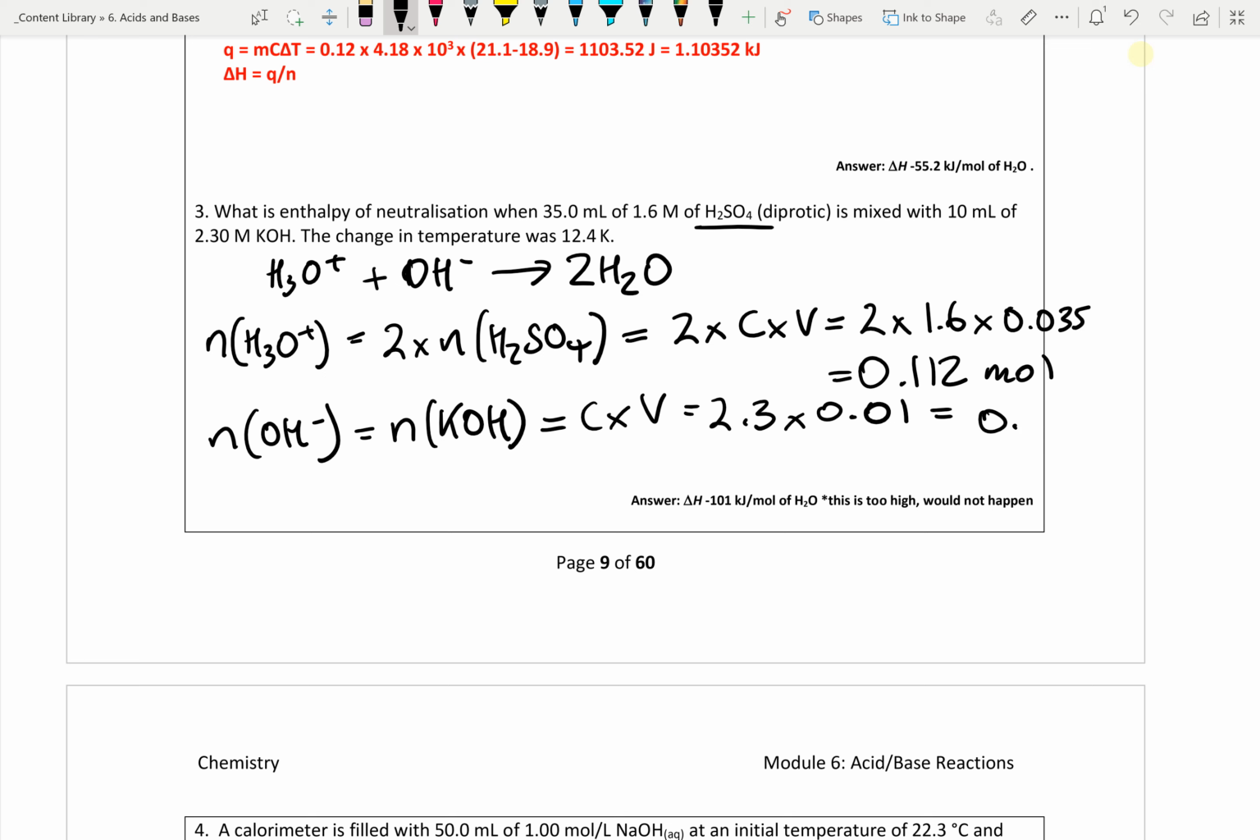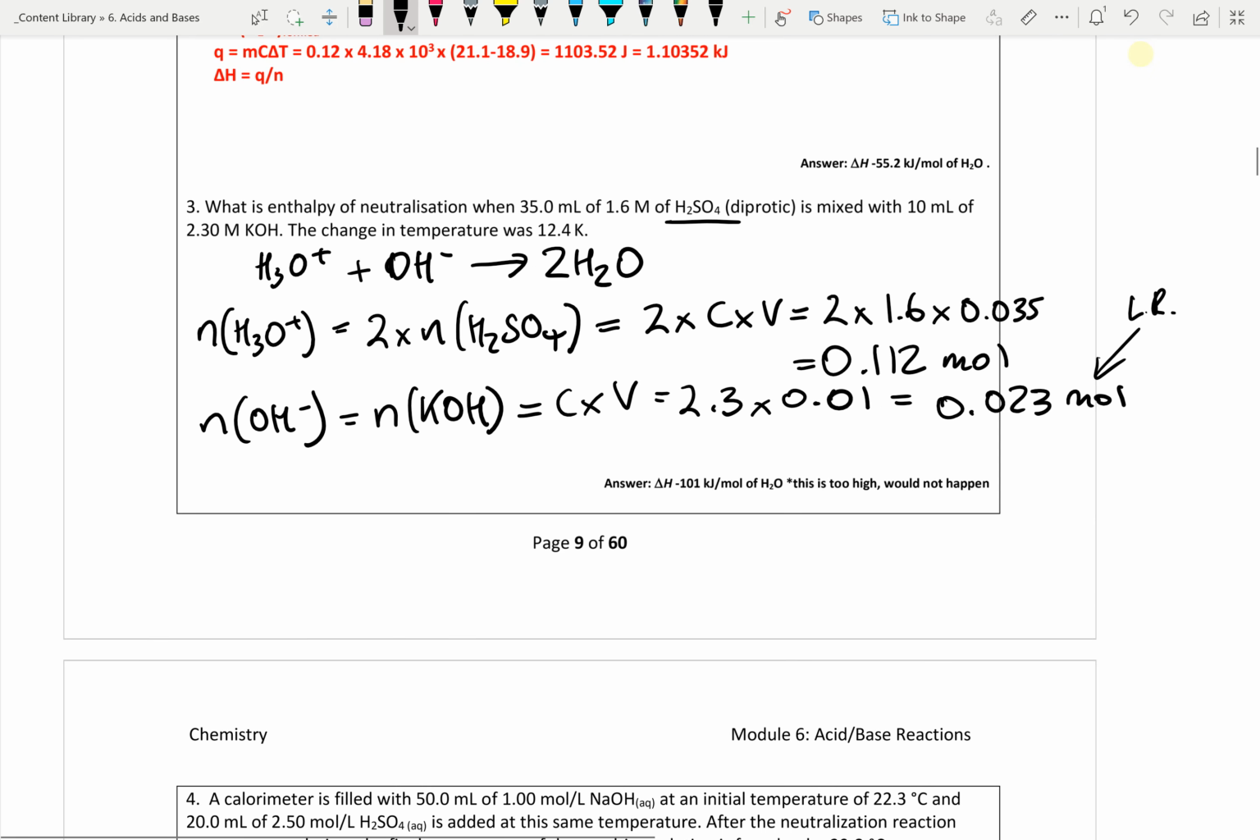That equals 0.023, like I thought. Should have backed myself, right? And it should be pretty obvious, if they're in a 1-to-1 ratio, that my reaction is limited, okay? In fact, my reaction is limited by hydroxide. So the amount of water that's formed, produced, is equal to the moles of KOH that reacted, or the moles of hydroxide, doesn't matter, they're going to be the same, equals 0.023.